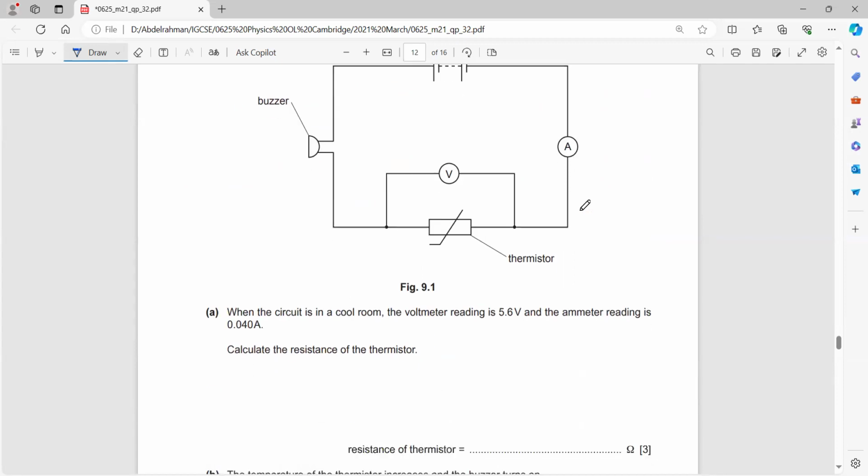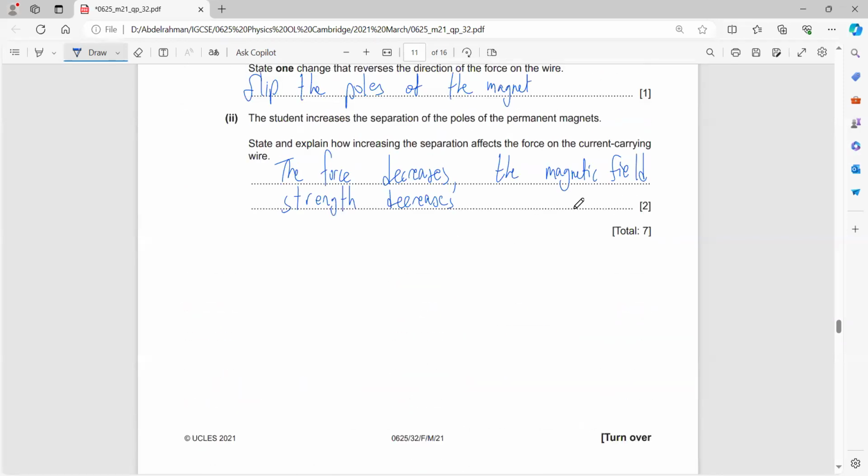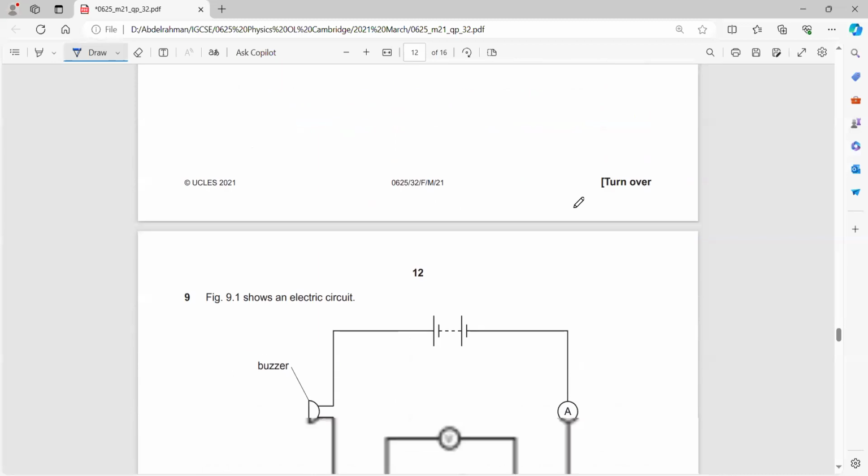I have an electric circuit, thermistor, a buzzer. Calculate the resistance of the thermistor. The voltmeter reading 5.6. Since the magnetic field strength decreases.